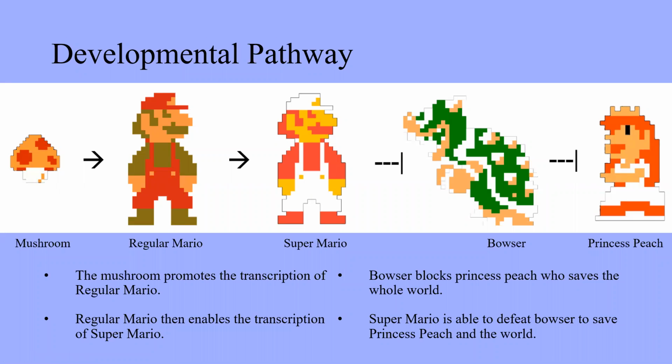Bowser blocks Princess Peach, so he acts as a repressor towards her. Luckily though, we have Super Mario, who is able to defeat Bowser and get to Princess Peach, which thus saves the world. The transcription of Super Mario is able to repress Bowser with the use of his fireballs in order to save Princess Peach.